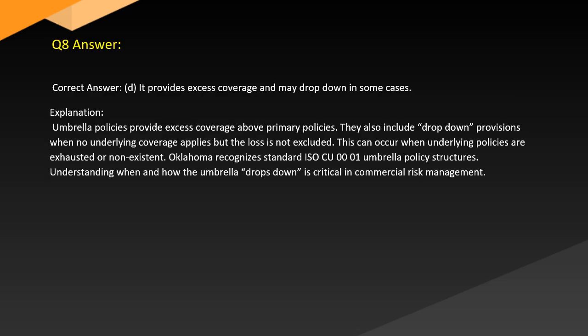Answer. Correct answer, D. It provides excess coverage and may drop down in some cases. Explanation: umbrella policies provide excess coverage above primary policies. They also include drop-down provisions when no underlying coverage applies, but the loss is not excluded. This can occur when underlying policies are exhausted or non-existent. Oklahoma recognizes standard ISO umbrella policy structures. Understanding when and how the umbrella drops down is critical in commercial risk management.